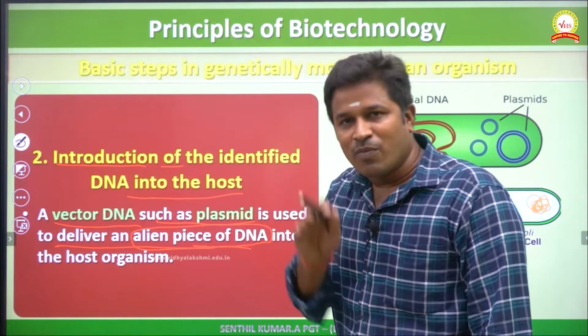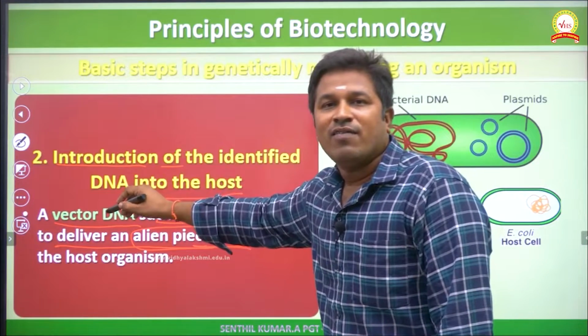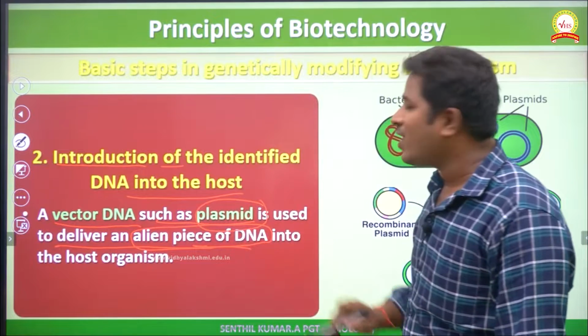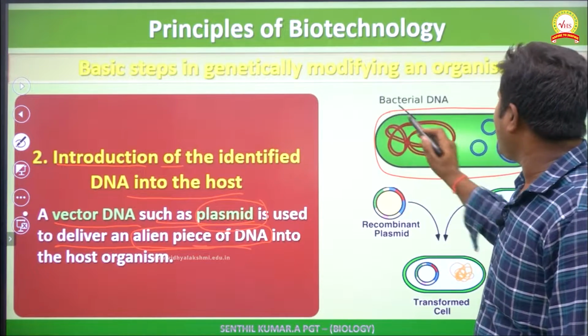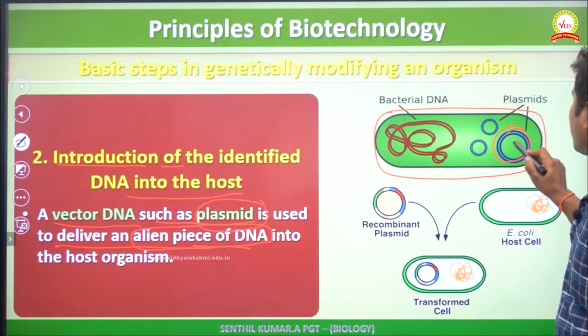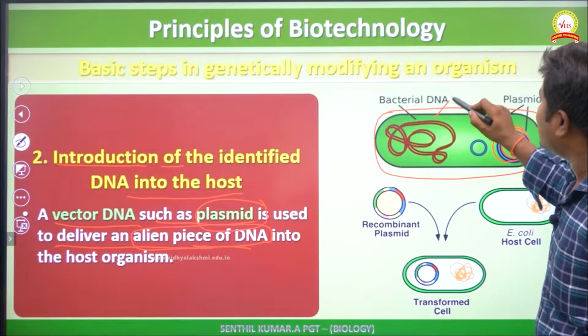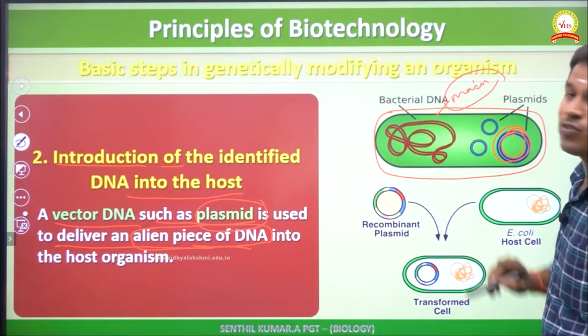All are the same. The alien piece of DNA, and for the vector, especially vector DNA, it is the plasmid. The plasmid vector you could identify especially in a bacteria. In a bacteria, this is plasmid DNA. This is bacterial DNA, also called the main DNA.